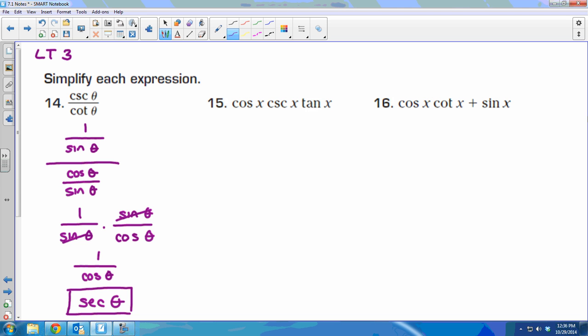When you multiply by the reciprocal, you flip it, right? That's what reciprocal means. Well, what about if you just cross multiply? You can't cross multiply. There's not an equal sign. You can't cross multiply unless there's an equal sign.